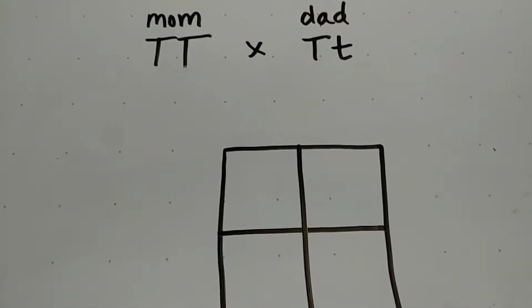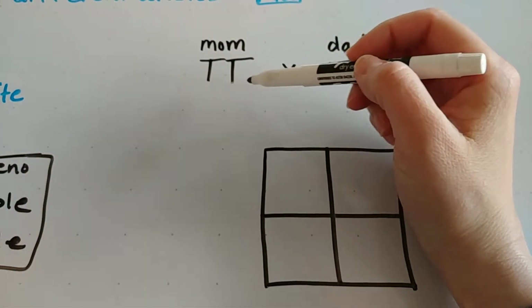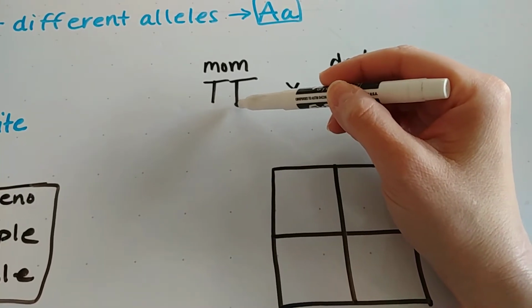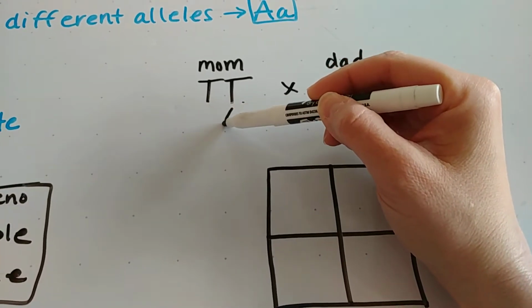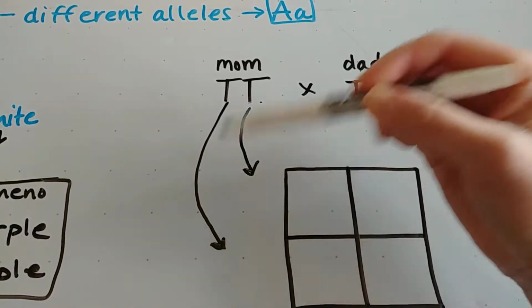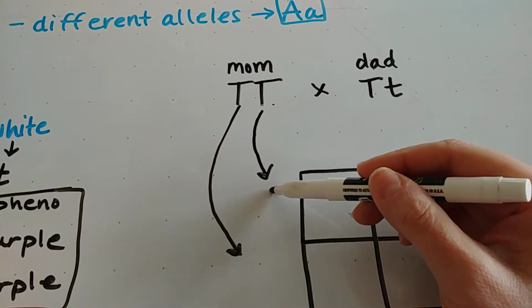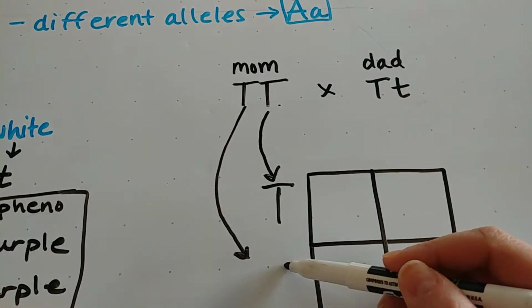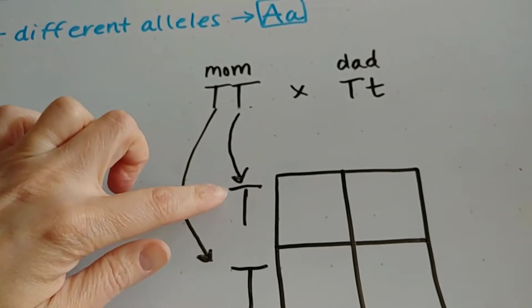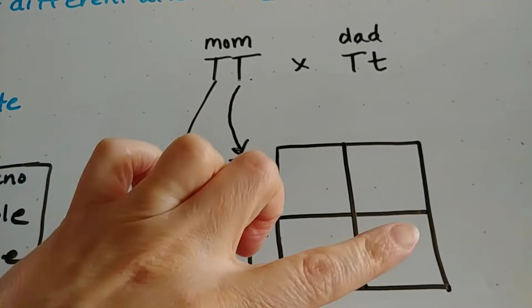So what we want to do is we take a look at our square and we want to split up our letters. So mom has two dominant alleles. I need to take her alleles and then I'm going to put them on the left-hand side of the box. Okay. So I'm going to take her letters and split them up to show that some of her egg cells will have that one, some of her egg cells will have that one.